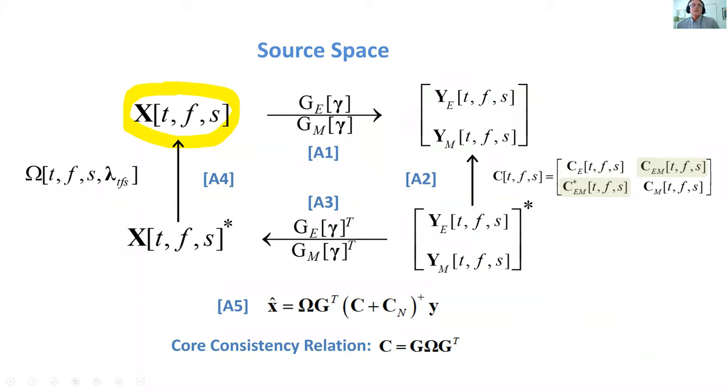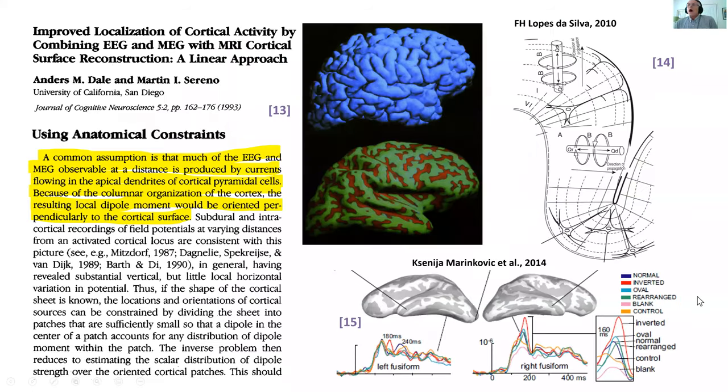Okay, so let's take a little bit deeper dive into source space X. Anders and Marty Sereno, as you know, crossed the road from CSRC. They made a vital contribution to this field with this 1993 paper. One key contribution is the use of anatomical constraints. So in their words, a common assumption is that much of the EEG and MEG observable at a distance is produced by currents flowing in apical dendrites and cortical pyramidal cells.